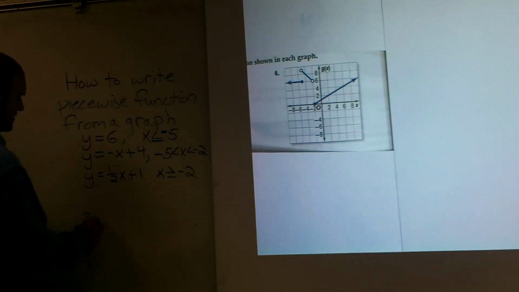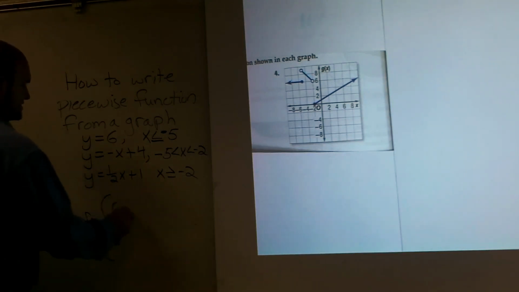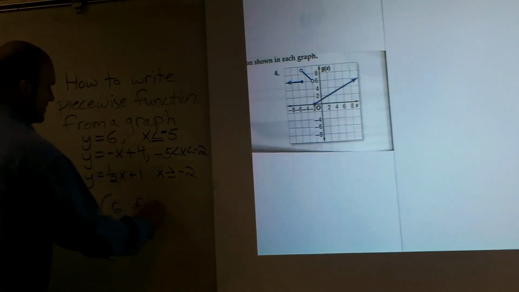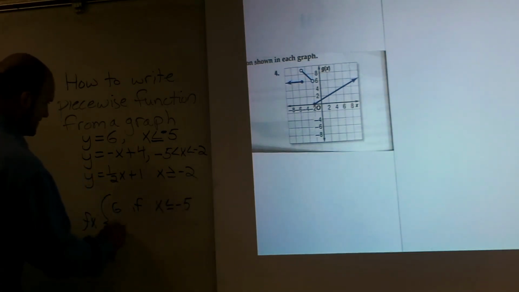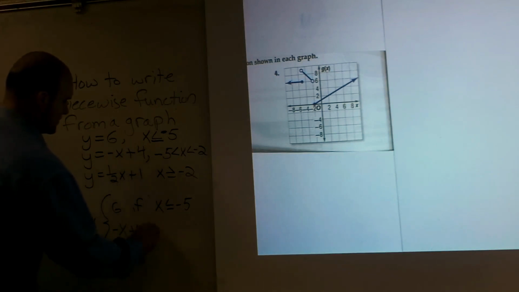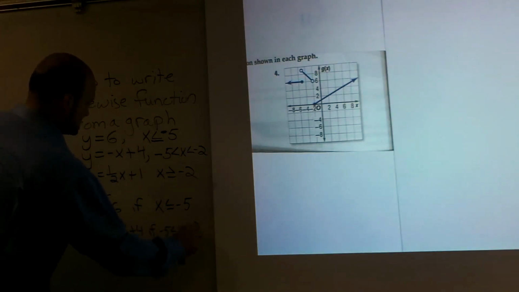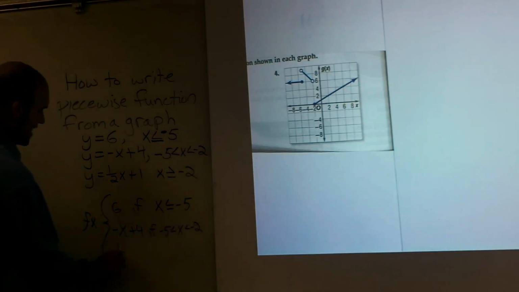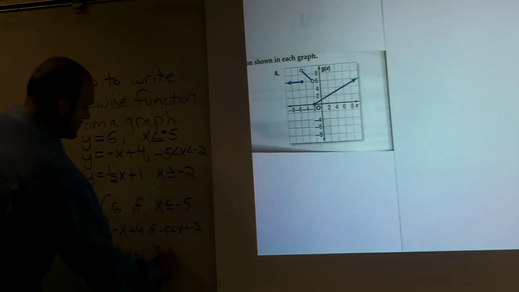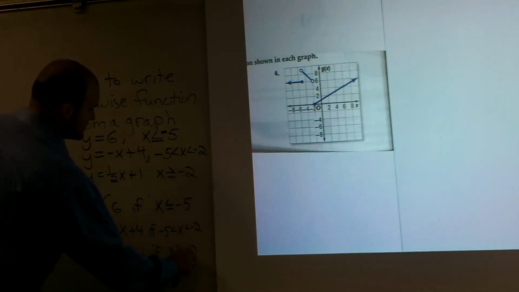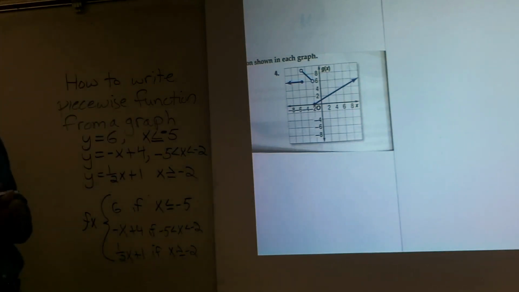Which for this problem, I'd write f of x equals 6 if x is less than or equal to -5, -x plus 4 if -5 is less than x, which is less than -2, and 1/2 x plus 1 if x is greater than or equal to -2. So that is how, when given a graph, you write it as a piecewise function.